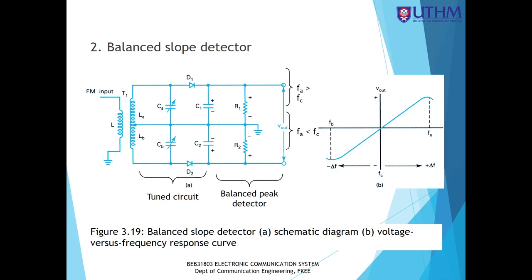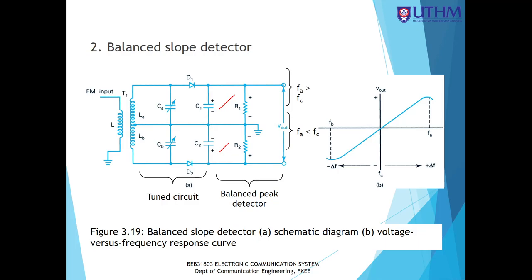And then we have the second type of demodulator. This is the second type of slope detector, which is what we call the balance slope detector. In a balance slope detector, we actually have two slope detectors, the above one and the below one.